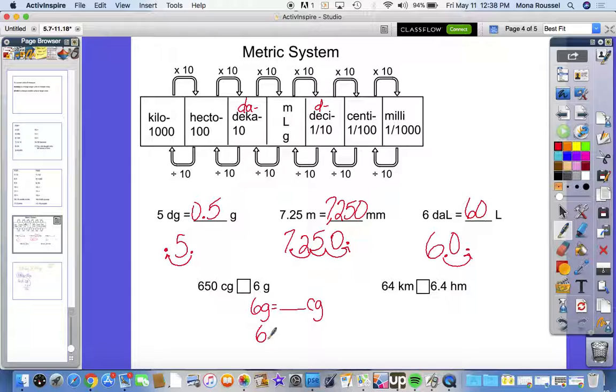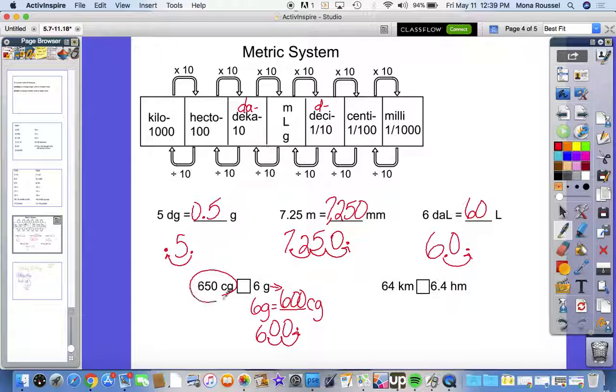If I'm starting with 6 grams, and I go to my chart, to get from grams to centigrams, I would have to move 2 times to the right. So I'm going to move the decimal 2 times to the right. The decimal ends up back there. I put zeros in the empty spots, so that gives me 600 centigrams. So now we know that the 6 grams equals the 600 centigrams.